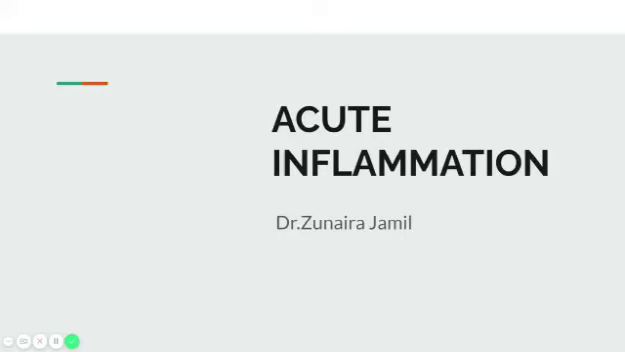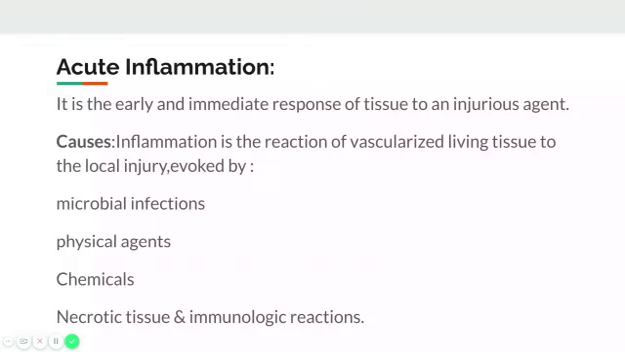Bismillahirrahmanirrahim. Today's topic of practical is acute inflammation. First of all, what is acute inflammation? This is the early and immediate response of tissue to an injurious agent. There are many causes of acute inflammation involved: microbial infections, physical agents, chemicals, necrotic tissue, and immunological reactions.